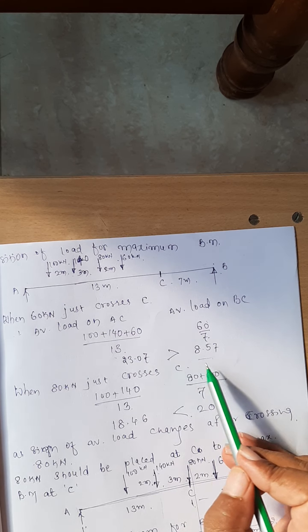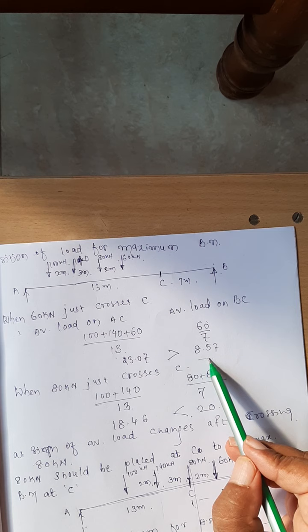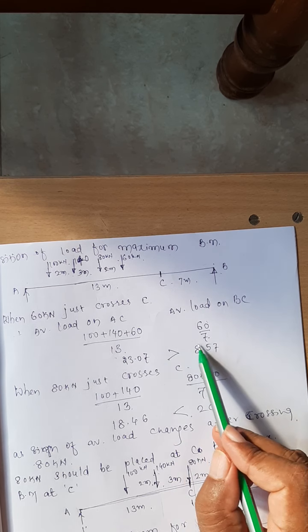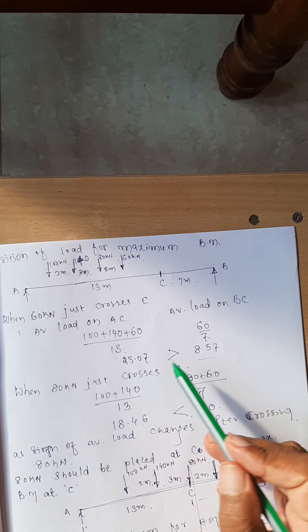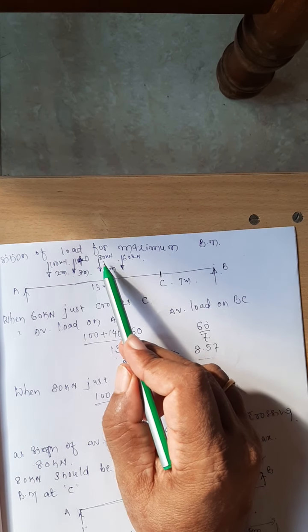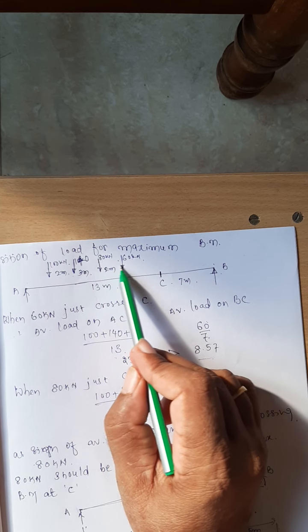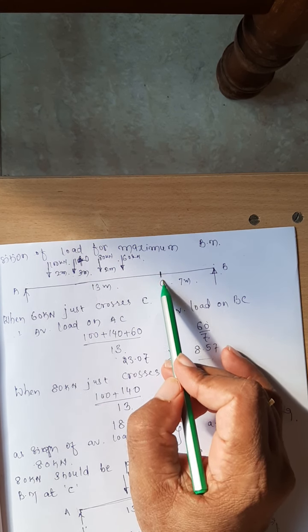Therefore, what you can see? You need to check, you need to continue with the process till this sign changes, till this becomes greater than this one. So behind 60 kilonewton, what is the next load? 80 kilonewton. Now let the 80 kilonewton cross the section C.